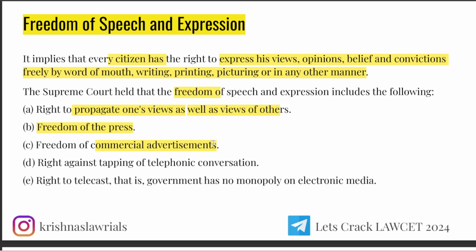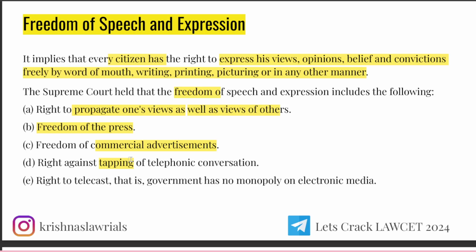So companies, or everyone, has the right to advertise, that is, commercial advertisement. Right against tapping. What do we mean by tapping? If I'm talking to you on a telephonic conversation, and government agencies tap our phone, in a sense, they can listen to what we are talking.